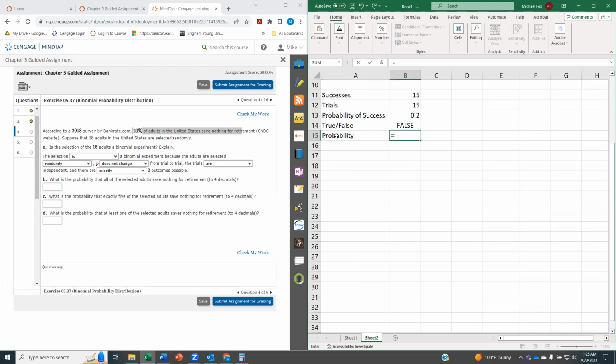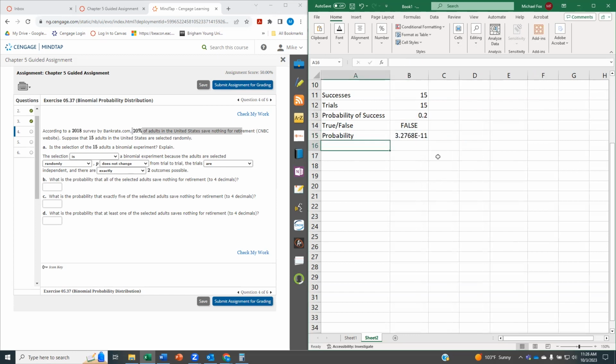All right, so we're going to use the function equals BINOM.DIST, number of successes, comma, trials, comma, probability of success, comma, and then, oops, I hit a period there. And then our true false.